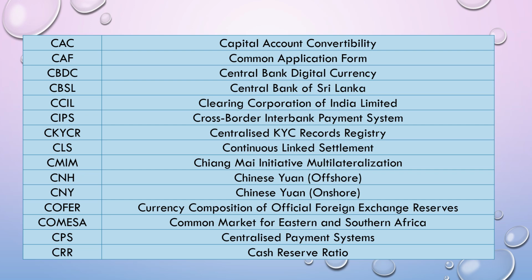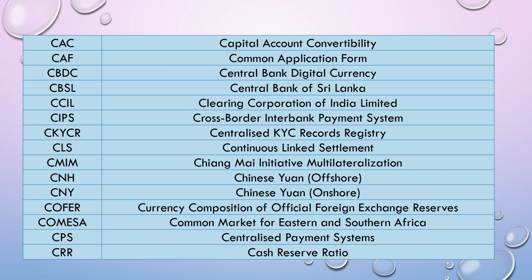COMESA, Common Market for Eastern and Southern Africa. Then CPS, Centralized Payment Systems. In India, these are Real-Time Gross Settlement, RTGS, and National Electronic Funds Transfer, NEFT systems, both are owned and operated by the Reserve Bank of India.